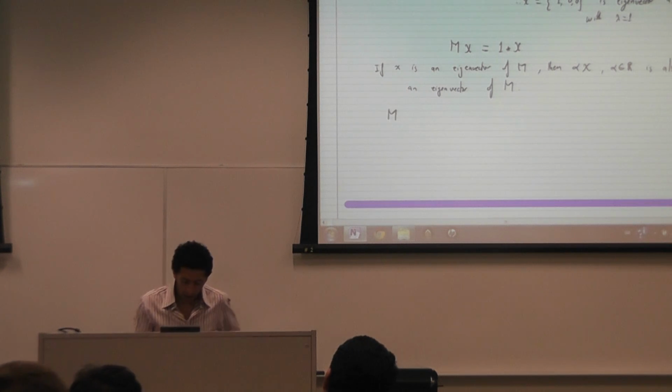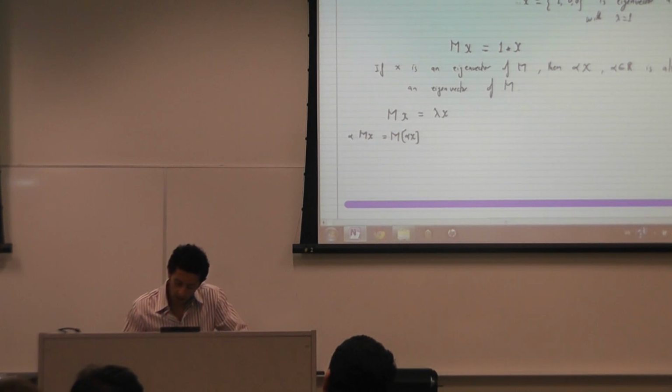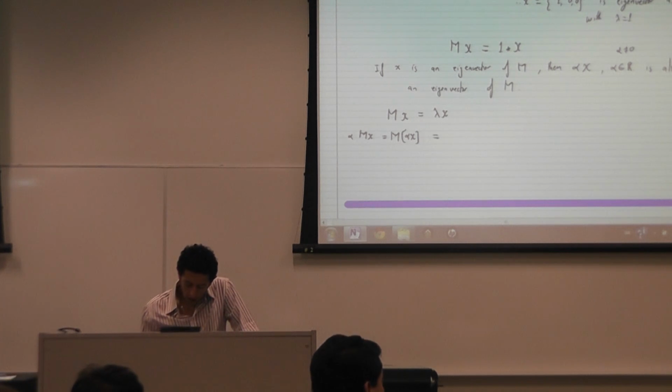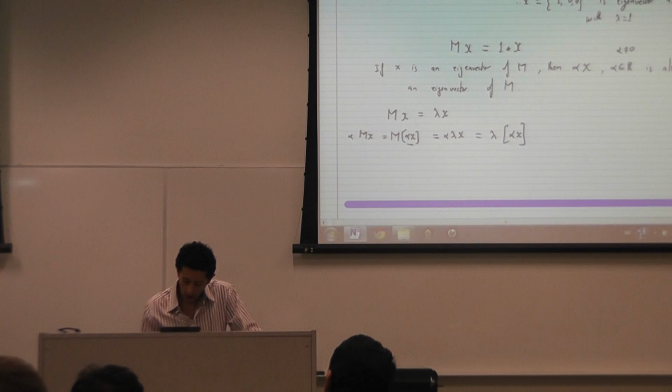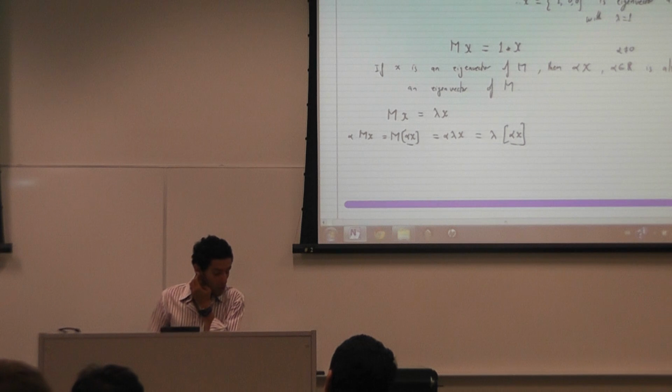M multiplied by x is equal to lambda multiplied by x. M multiplied by alpha x, any real number, because of the linearity, is equal to alpha M x. As long as alpha is not equal to 0, this is equal to alpha lambda x, which is equal to lambda multiplied by alpha x, which shows that alpha x is also an eigenvector. So any multiple of this vector will be an eigenvector.